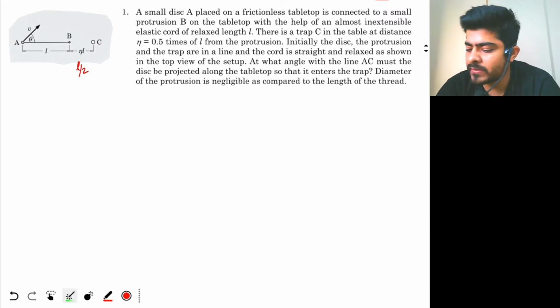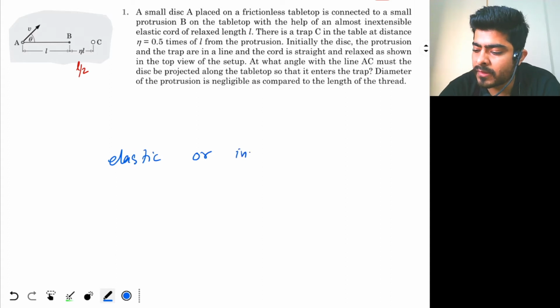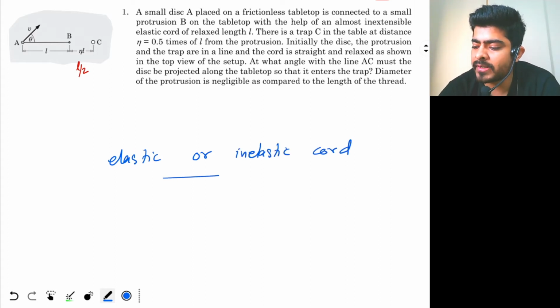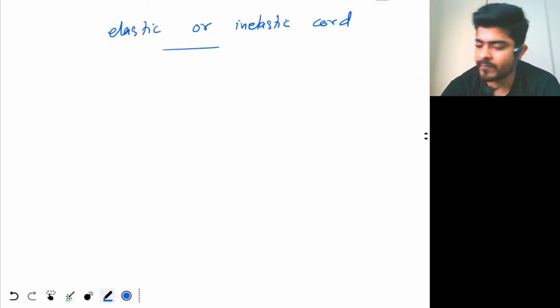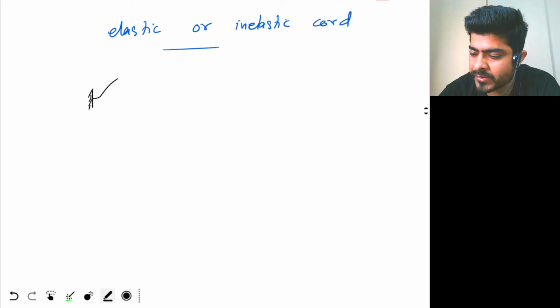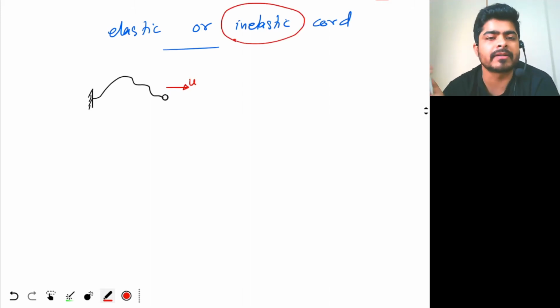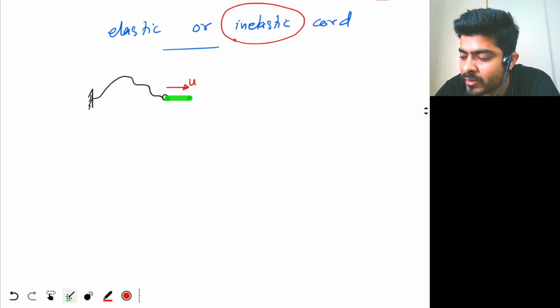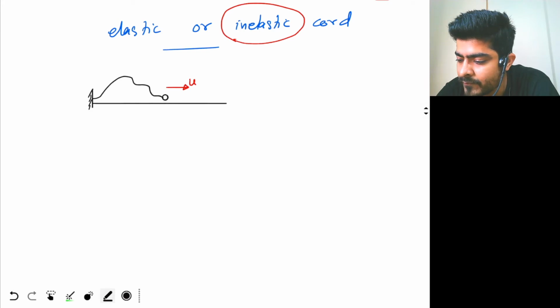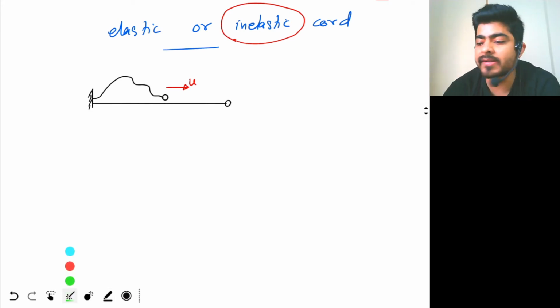So before trying to solve this question, let's first understand what we mean by elastic and inelastic cord. What difference do they make? Let's take two simple comparisons. Let's take a clamp over here, and here I have a loose string, and this is a sphere. Now I give the sphere an initial velocity, let's say u. If the cord is inelastic, then what happens?